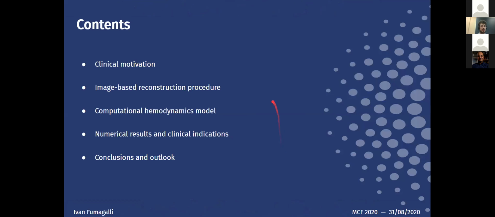The content of the presentation is this one. I will start with a brief motivation on the clinical reasons why we started this work. Then I will present the image-based reconstruction procedure that starts from diagnostic images to reconstruct the geometry of our domain of interest. Then I will describe the computational hemodynamics model that we set up on top of that, and show some numerical results that will allow us to give some clinical indications.